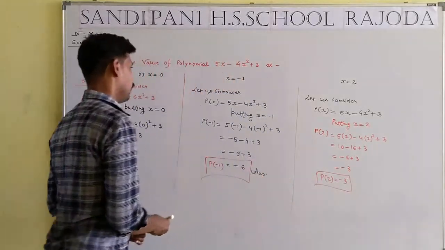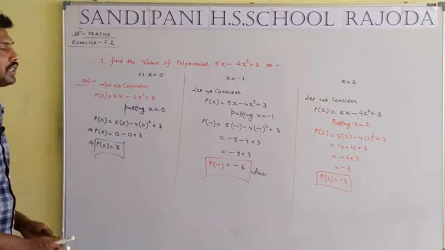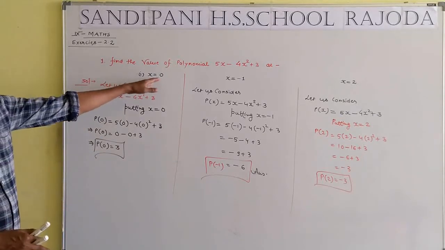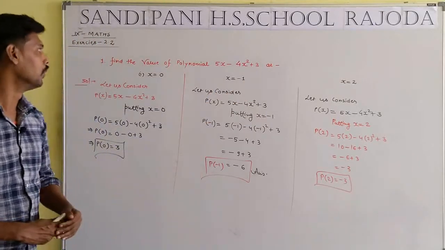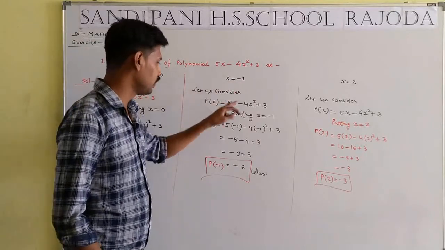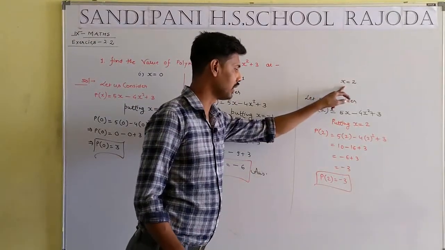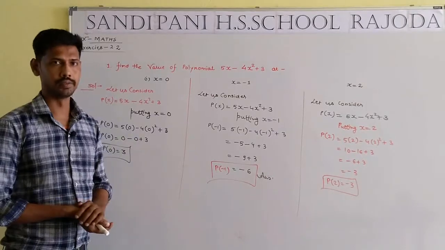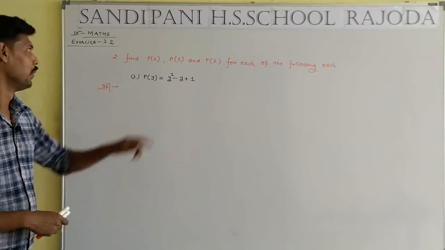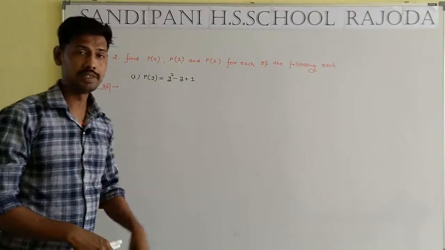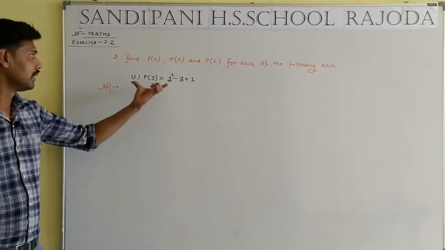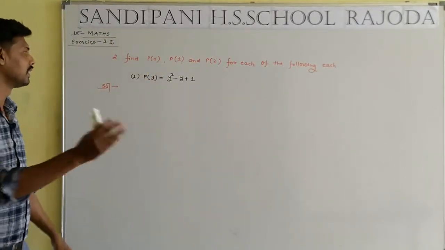Students, what is the concept of the first question? Just find the value of the polynomial when the variable is equal to 0, minus 1 and 2. For 0 we get the solution 3. For minus 1 we get minus 6, and finally in the place of 2 we get the result minus 3. Next question, students, question number second. Find P(0), P(1) and P(2). That means 3 parts of the question are there for each of the following. First we take the first, then the second, then the third.